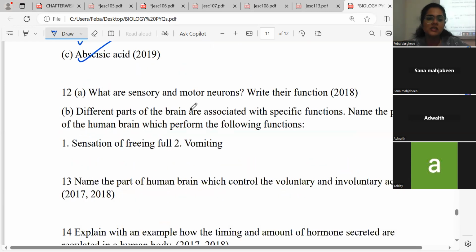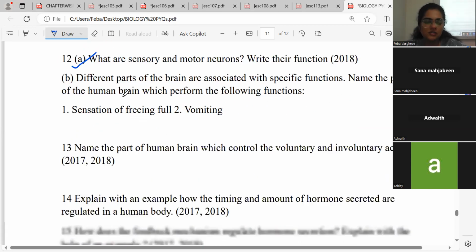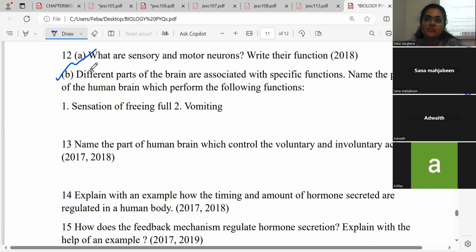Okay. Now, sensory and motor neurons, write their function. You know it. Sensory and motor neurons, how they are different. Sensory neurons carry impulses from the sense organs to the central nervous system. Motor neurons carry them in the reverse direction towards the effectors. And there are the interneurons or the relay neurons.